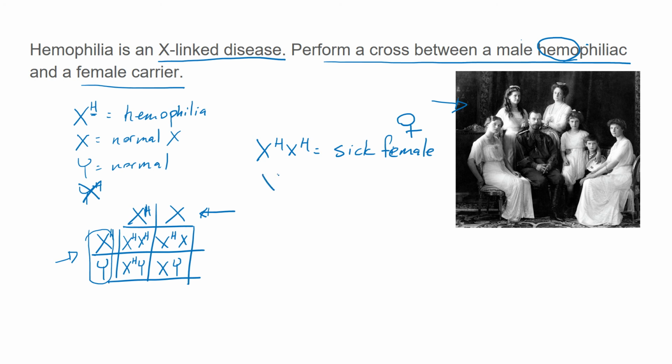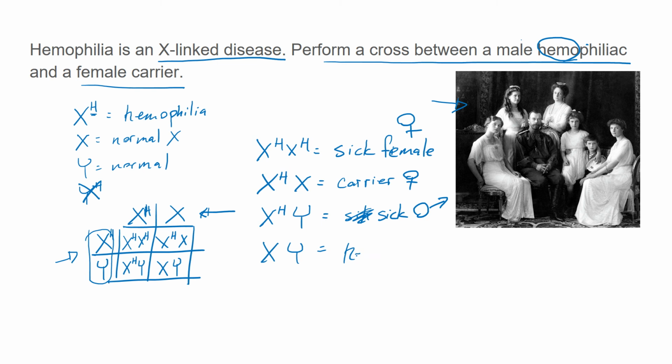We also have an XHX. This is a carrier female. We also have an XHY. This is a sick male. Sick. There you go. And male, I'm going to do this symbol. This is the spear of Mars, or masculine, right? And then finally, XY. This is going to be a normal, healthy male.